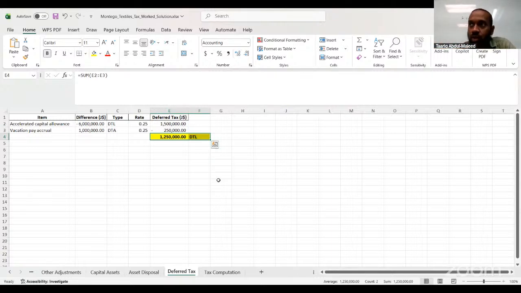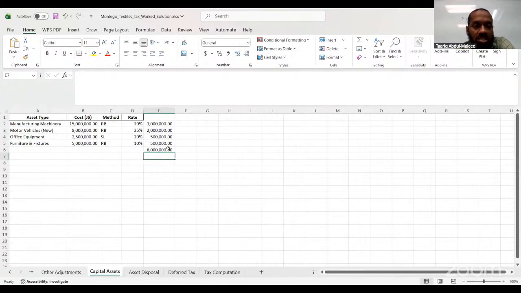So that 1 million that you accrued for vacation will result in an asset of 25% of that figure, which is 250,000. So you have a deferred tax liability of 1.5 million, a deferred tax asset of 250,000, which nets out to a deferred tax liability of 1,250,000. And all you have to do is account for this deferred tax liability. It's not going to go in your tax computation, but in accounting for it, you're going to do a journal where you debit income tax expense and credit deferred tax liability. Cool? That's the accounting for that.